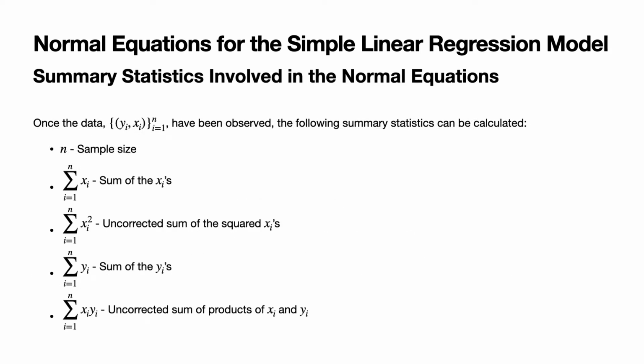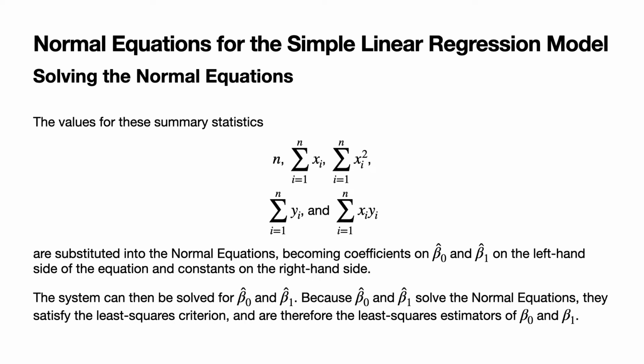Once the data have been observed, the following summary statistics that are involved in the normal equations can be calculated. We have the sample size, the sum of the x's, the uncorrected sum of the squared x's, the sum of the y's, and the uncorrected sum of products of the x's and the y's. The values of these summary statistics are substituted back into the normal equations, becoming coefficients on beta 0 hat and beta 1 hat on the left-hand side of the equation, and constants on the right-hand side.